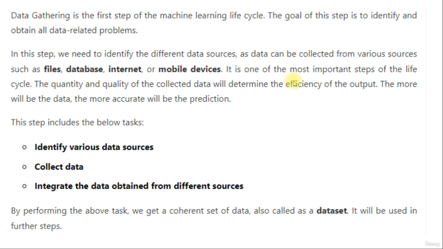It is one of the most important steps of the life cycle. The quantity and the quality of data collected will determine the efficiency of the output. The more the data, the more accurate will be the prediction of your model. So this step includes different tasks like identify various data sources from where we want to collect our data. Then we have to collect the data from those sources, integrate the data obtained from different sources. By performing the above tasks, we will get the coherent set of data, which is also known as the complete data set.